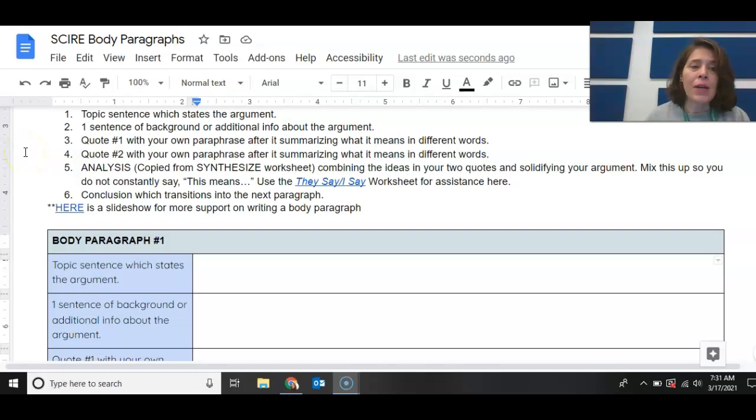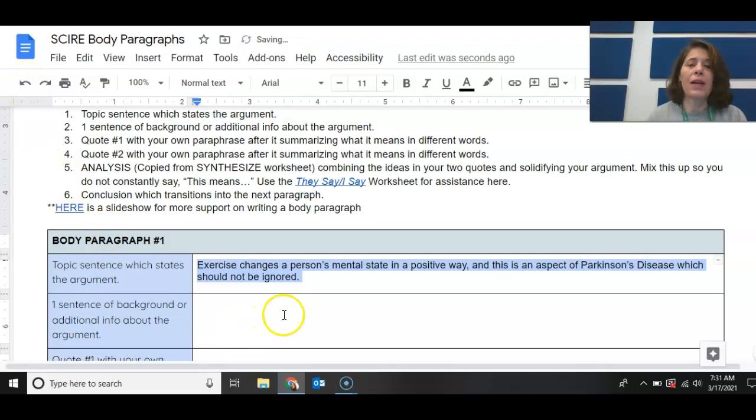My broad statement about this paragraph is going to be, exercise changes a person's mental state in a positive way. This is an aspect of Parkinson's disease which should not be ignored. So this topic sentence tells me that this entire paragraph is going to be about how exercise helps a person who has Parkinson's disease in some sort of a positive way mentally, okay?